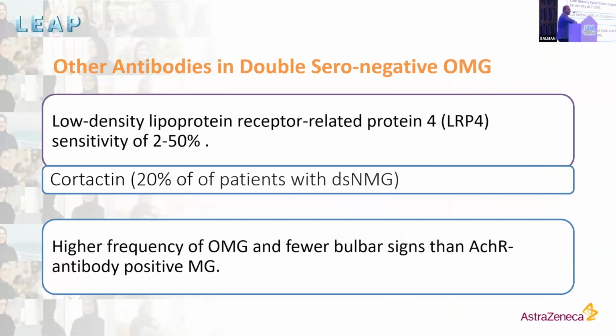I think the double seronegative has been talked about, and LRP4, cortactin, and the anti-titin, and the other antibodies. I don't know if they're available here, if you can test for them, but in a series of patients who presented with the ocular form of myasthenia, these antibodies were found to be positive. So you can find those in rare forms of ocular myasthenia.